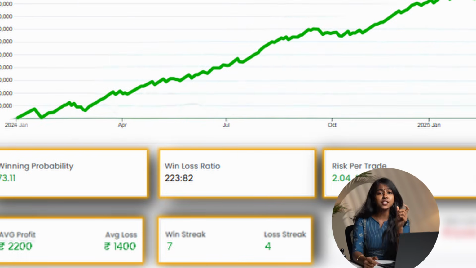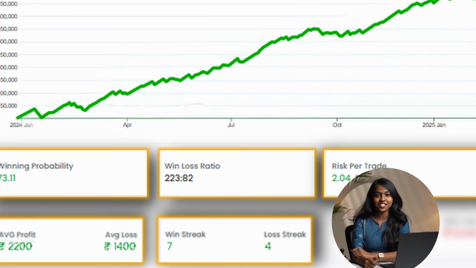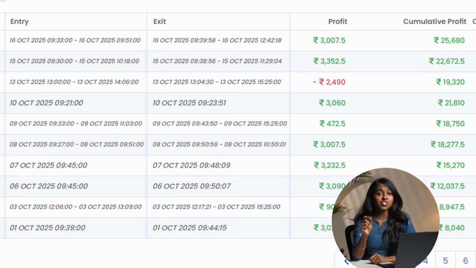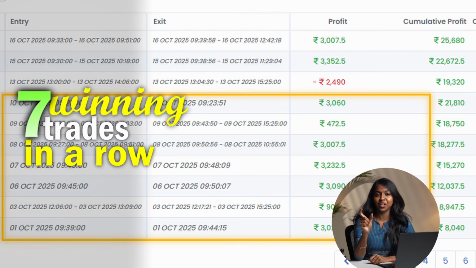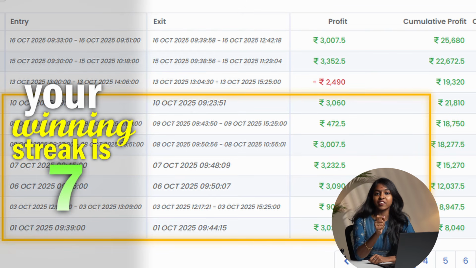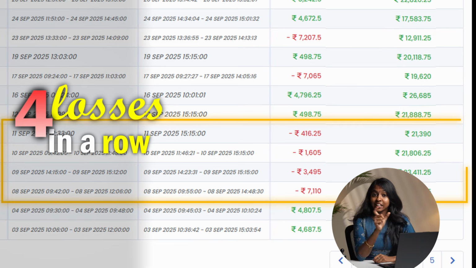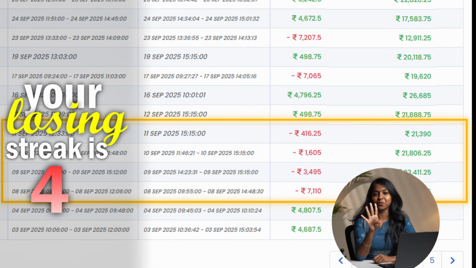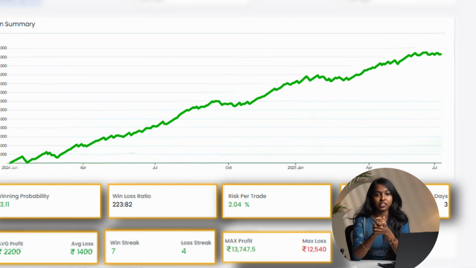It displays consecutive trades that were profitable versus those that resulted in a loss. For instance, if your strategy has 7 winning trades in a row, your winning streak is 7. If it has 4 losses in a row, your losing streak is 4. The next one is max profit. It reveals the highest profit earned in one transaction during the backtested time period. Max loss reveals the largest loss incurred in a single trade during the backtested time period.